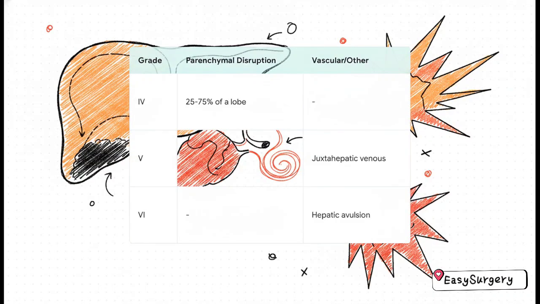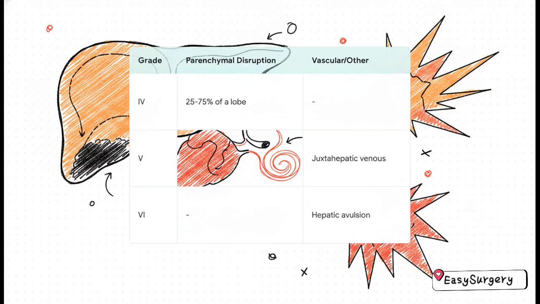Moving into these severe orange, red, and black grades, notice how the criteria just dramatically shifts. We're no longer talking about centimeters of laceration depth here. For grade 4, we're talking massive parenchymal disruption, involving 25 to 75% of a hepatic lobe, or involving 1 to 3 Couinaud segments within a single lobe. Grade 5 pushes that even further, meaning parenchymal disruption of over 75% of a hepatic lobe.